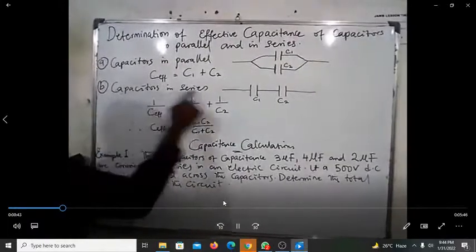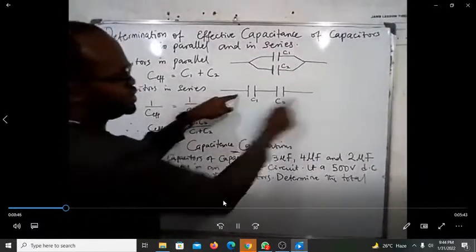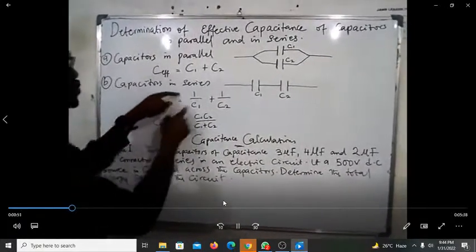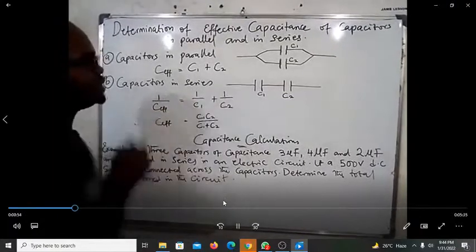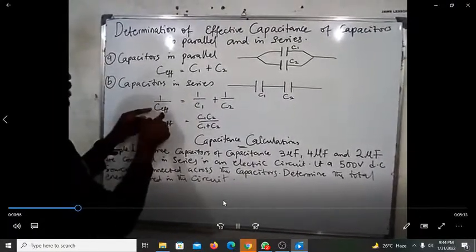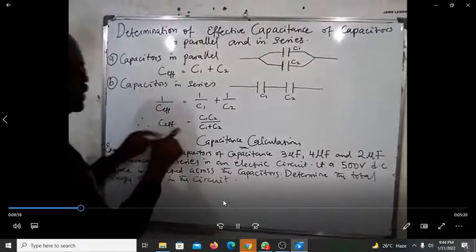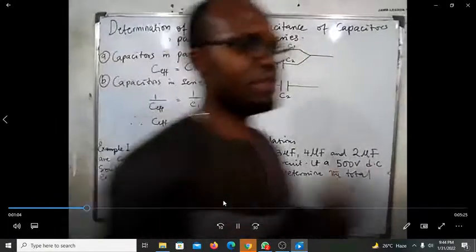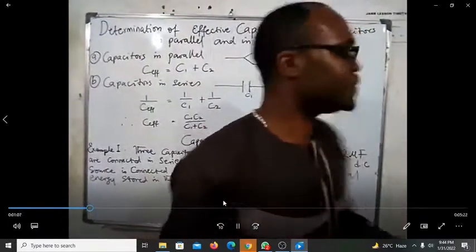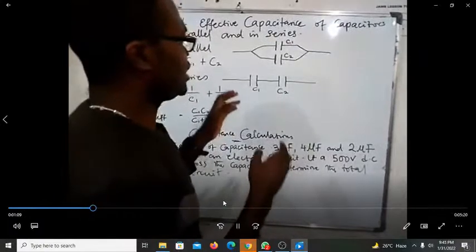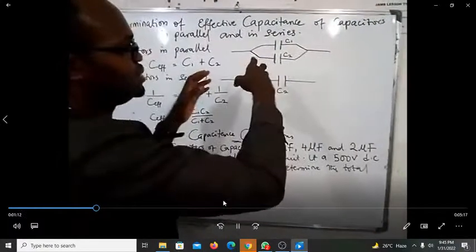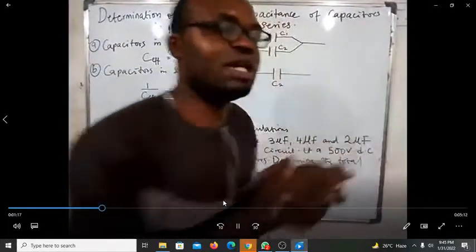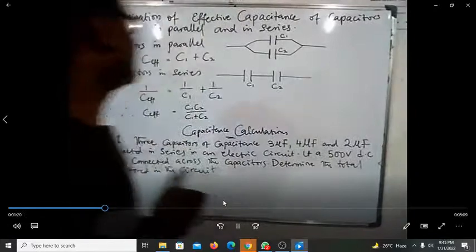But when we have a series connection, this sort of connection is series connection, C1 and C2, we have 1 over effective capacitance equal to 1 over C1 plus 1 over C2, making effective capacitance the subject of the formula. You have effective capacitance equal to C1 C2 all over C1 plus C2. So capacitance is just the reverse, in terms of the calculation for effective capacitance in series and in parallel connection, of what we had for resistance of a resistor.